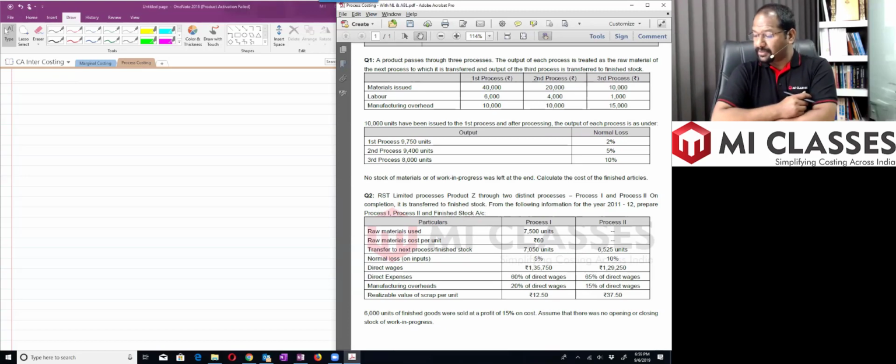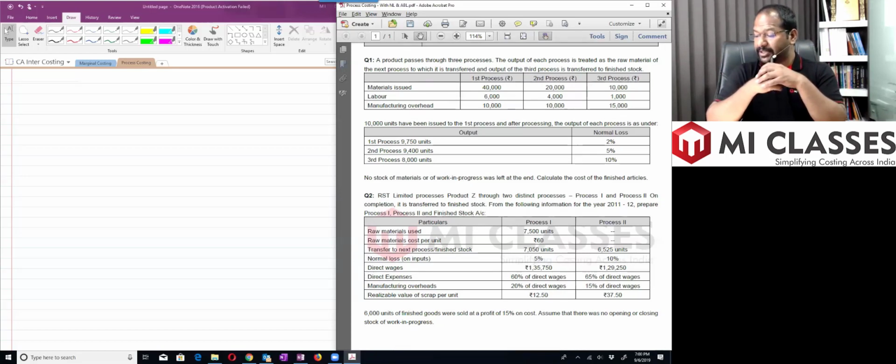In process 1, I have put in material, labor, and overheads. Likewise, in process 2 and process 3 also I have put in material, labor, and overheads. And it is mentioned at the top that the output of each process is treated as raw material of the next process. Means the output of process 1 will be treated as raw material of process 2, and output of process 2 will be treated as raw material for process 3.